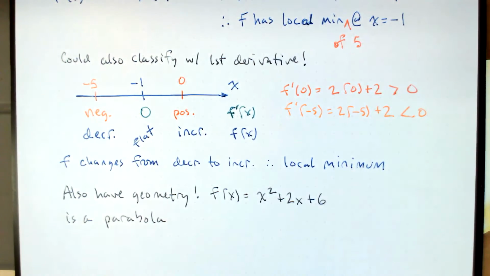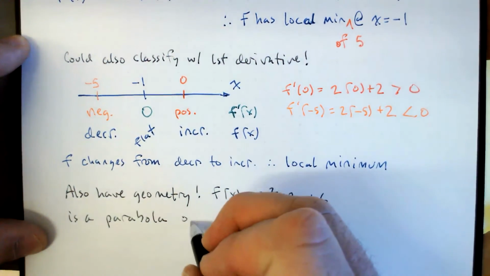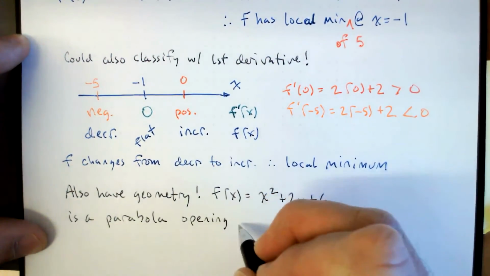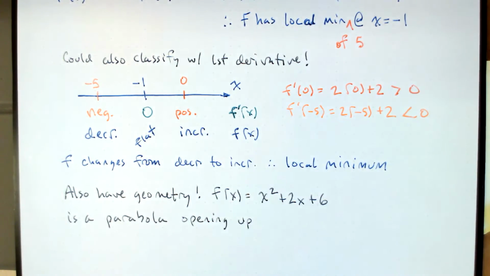The function x squared plus 2x plus 6 is a parabola. It's a parabola opening up because it has a positive leading coefficient. Therefore, we'll have a global minimum at the vertex.